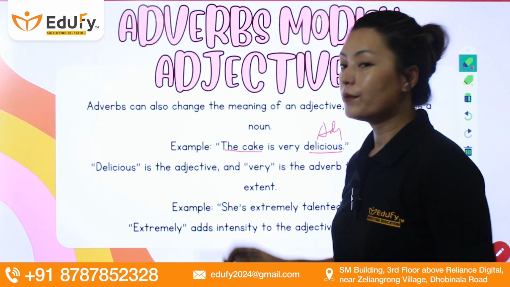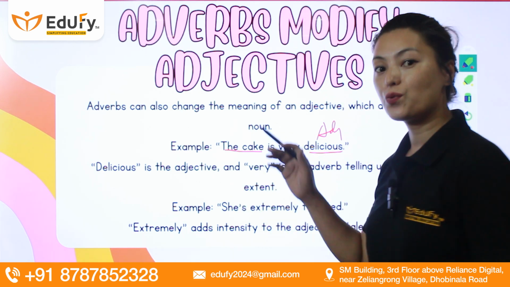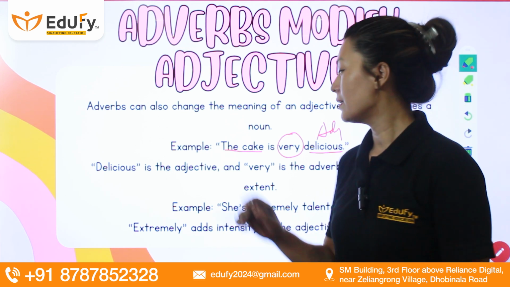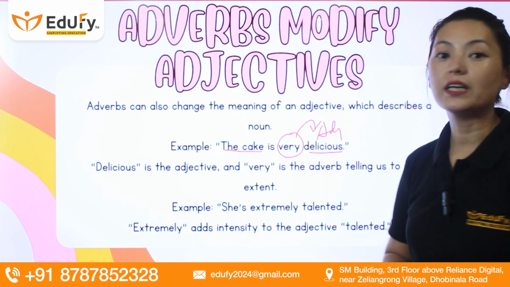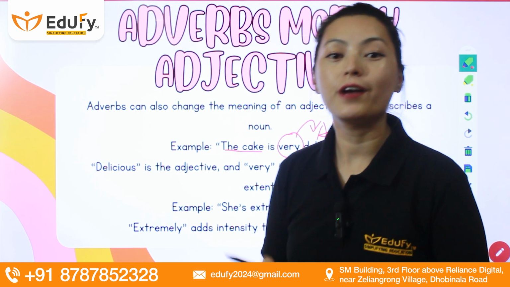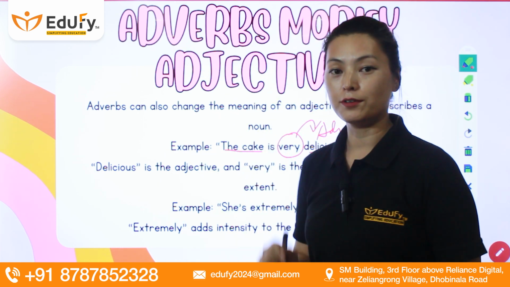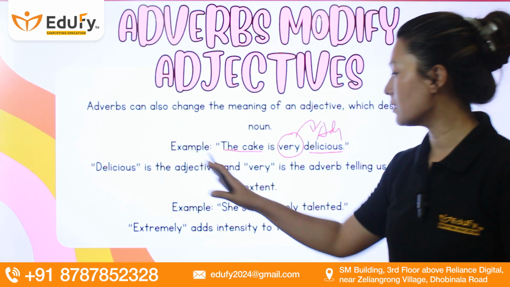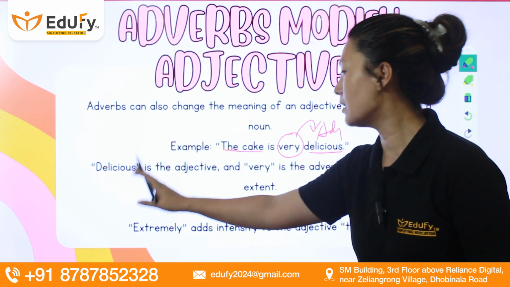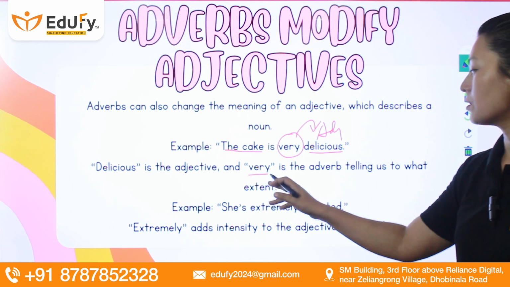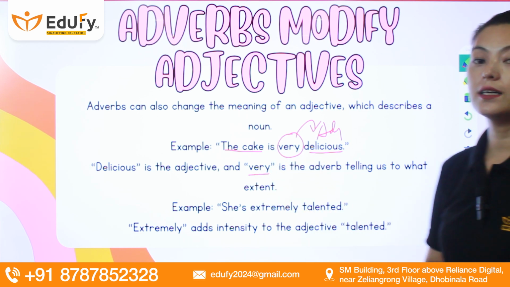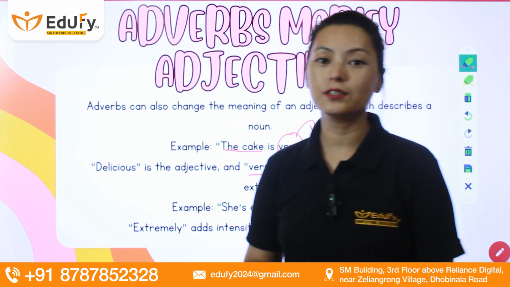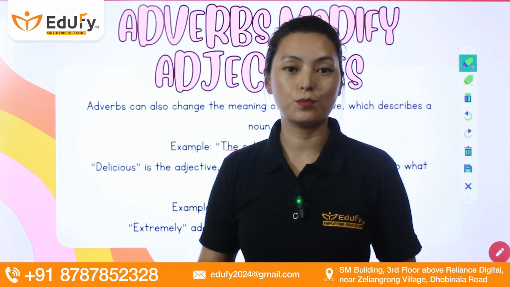This much is very clear. Now, once we look into the sentence, we also see this very important word, and it is showing you that it was very delicious. So the word very will be considered as an adverb that modifies adjectives as well. If you look at this example, you will understand that delicious is the adjective and the word very is the adverb telling us to what extent. Now, if I say the cake is delicious, I'm just saying that it is delicious according to my taste, right?